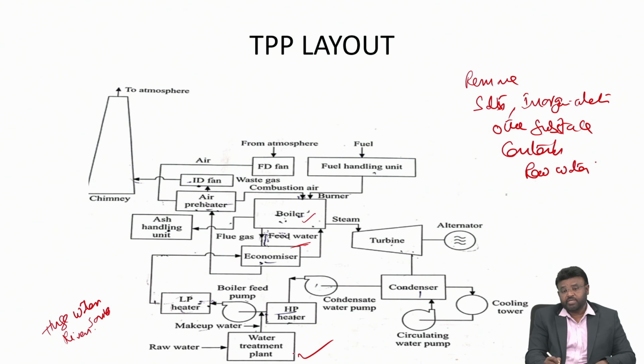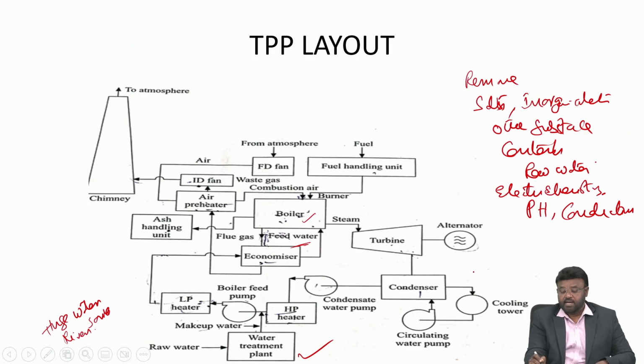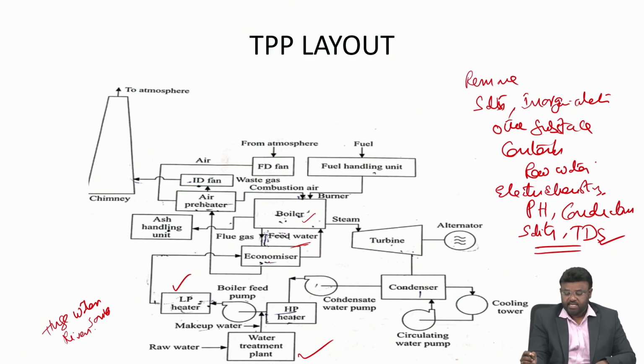What are the instruments present here? Particularly there are some electrochemistry subject that is related with this. That means sometimes we need to analyze the pH, the conductivity of water, and sometimes salinity and TDS, total dissolved solids. All these things need to be treated with the help of this water treatment plant. Then this particular water is pumped through a low pressure heater. Here is a heater, and another important one is economizer.